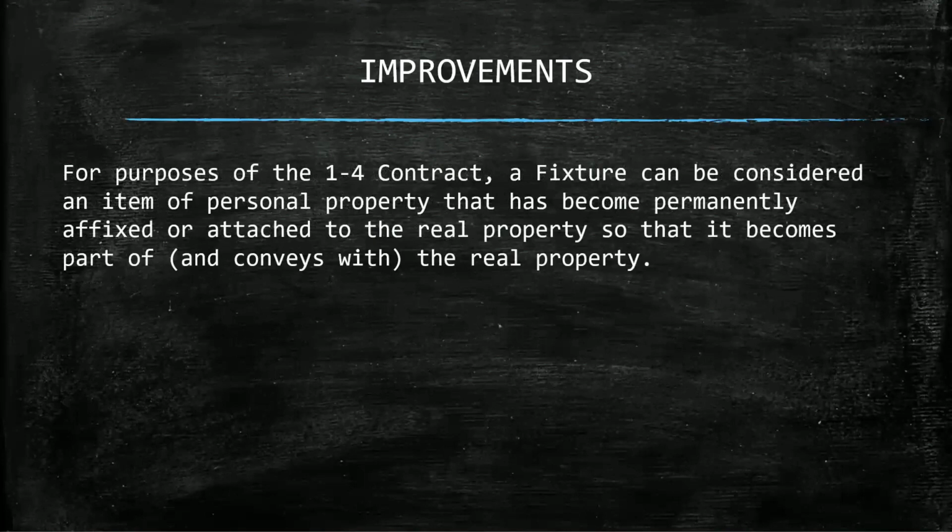For purposes of the 1 to 4 contract, a fixture can be considered an item of personal property that has become permanently affixed or attached to the real property so that it becomes part of and conveys with the real property. So fixtures are a type of improvement. We think of the building itself as being an improvement, and it is, right? But a fixture is a different kind of improvement. It is something that at one time was personal property and has become attached to the land and now is considered part of the real property.